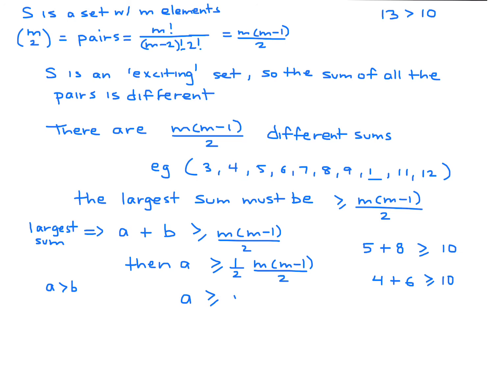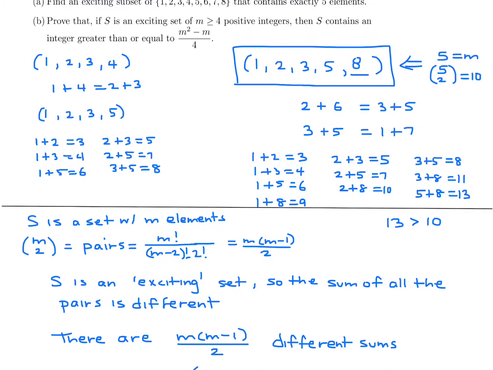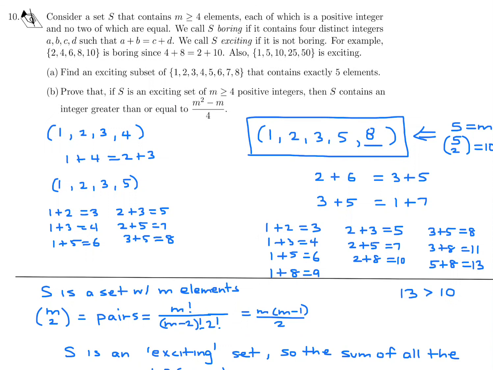So that means a has to be greater than m times (m minus 1) over 4. And that shows that at least one number in that set is greater than or equal to m times (m minus 1) over 4, which is the same as (m squared minus m) over 4. And that is what they wanted us to figure out. Prove that if S is an exciting set of m greater than or equal to 4 positive integers, then S contains an integer greater than or equal to (m squared minus m) over 4.